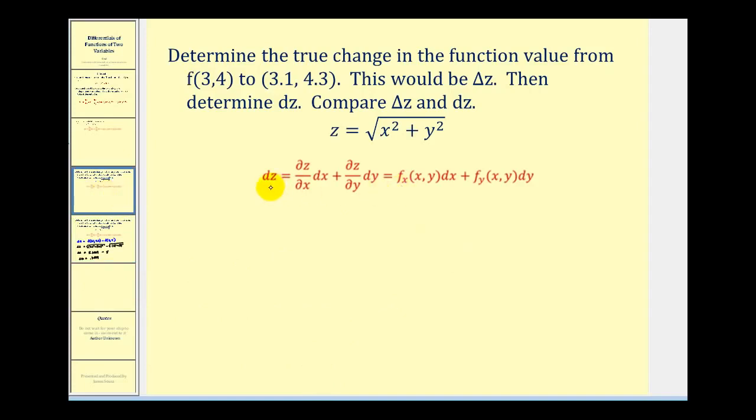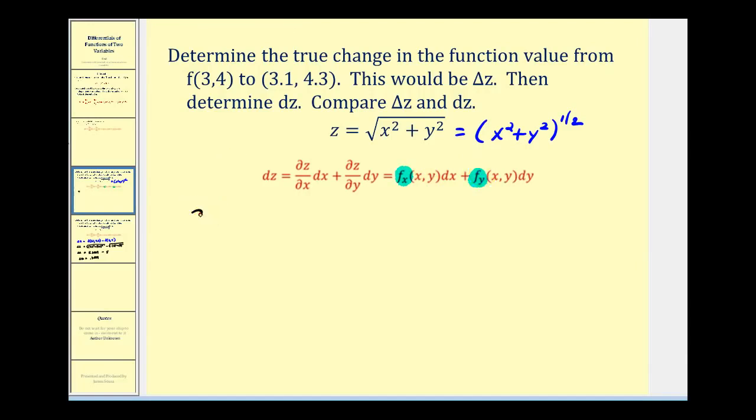Notice to determine differential z, we're going to need the partial derivative of the function with respect to x and with respect to y. So let's go ahead and determine these partial derivatives first. But before we do that, I'm going to rewrite this as the quantity x squared plus y squared raised to the 1/2 power. So now let's determine the partial derivatives with respect to x and then with respect to y.